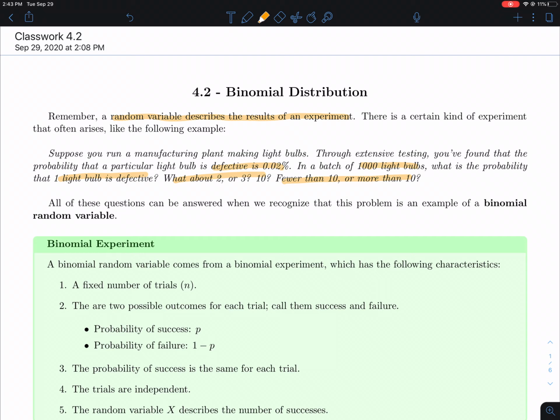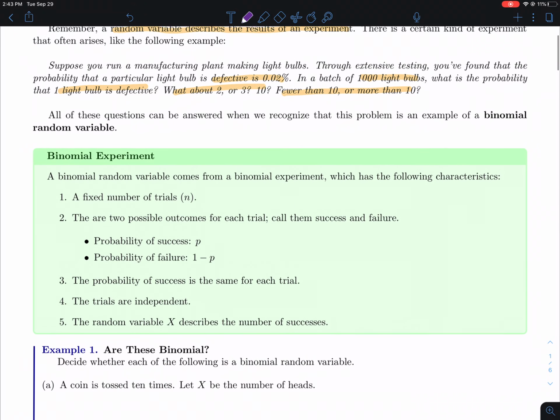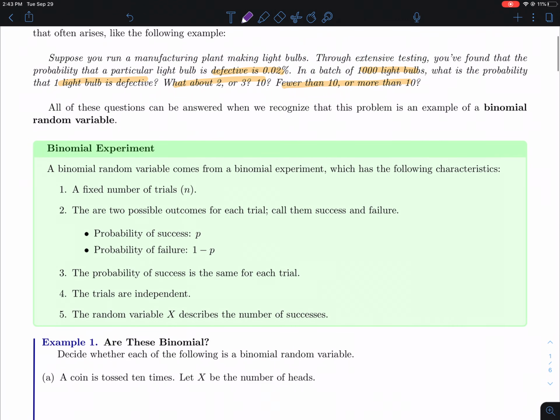So in this case, we want to figure out what characteristics we need to consider something to be a binomial experiment. The first thing it has to have is a fixed number of trials. So it can't just go on to infinity or anything like that. Like in the example above, they tested 1,000 light bulbs. So in that case, our 1,000 light bulbs would represent our n.